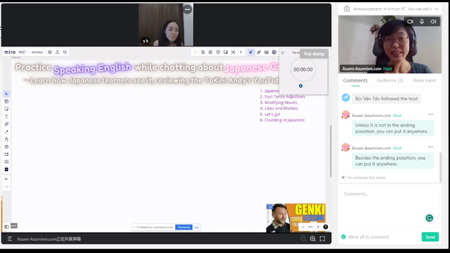Okay, already in the Genki lesson 5. Hey, we are doing really good. So let's dive into the first topic, Japanese adjectives.